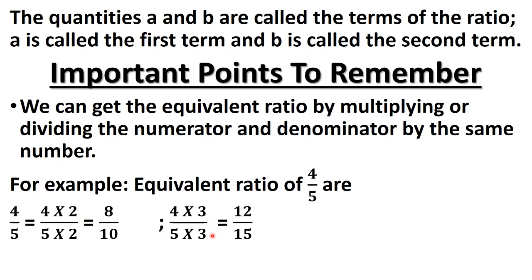Now we multiply 4 upon 5 by 3, numerator by 3 and denominator by 3. We will get 12 upon 15. So 8 upon 10 and 12 upon 15 are two equivalent ratios of 4 upon 5.